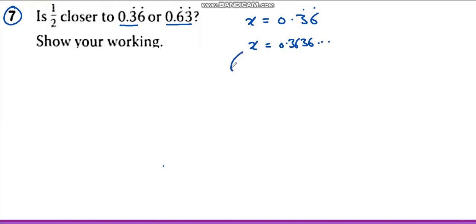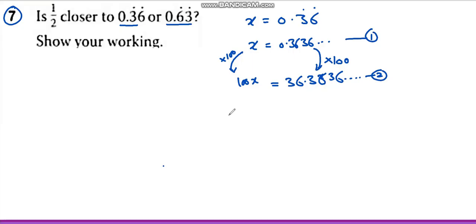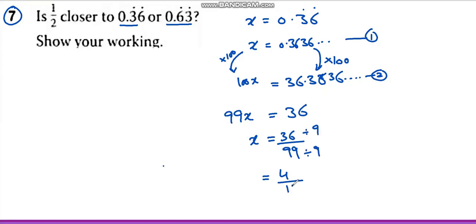Now we can multiply both sides by 100, because we will get the same decimal part after that, and we will be able to convert this number into a fraction. If we multiply both sides by 100, we get 100x on the left side, and 36.363636 and so on on the right side. Now if we subtract equation 1 from equation 2, we get 99x on the left side and 36 on the right side. For further simplification, we can divide both sides by 99, and now we can divide both numerator and denominator by the highest common factor, which is 9. If we divide both by 9, we get 4 divided by 11. So actually 0.36 is equivalent to 4/11.